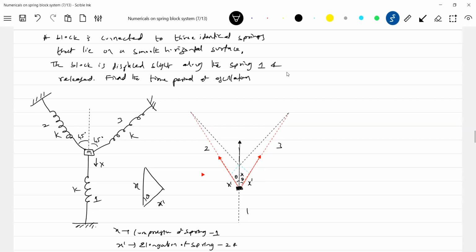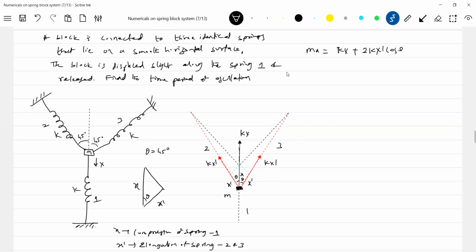Elongation of springs 2 and 3. Okay, this much is there. Let's do one thing. So here kx dash, kx dash. What is the net force acting on the block? No need to show springs, it is understood here. Spring 1, 2 I wrote. So the net force acting on the block is equal to 2kx plus 2kx dash cos theta. What is theta? Theta should be 45 degrees.